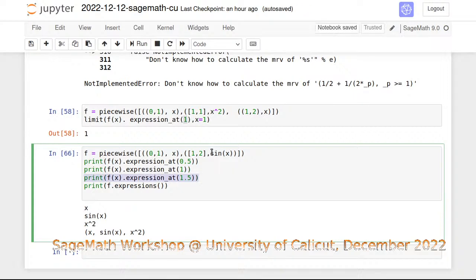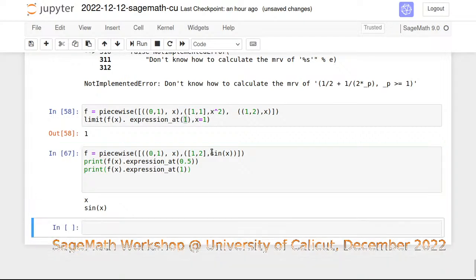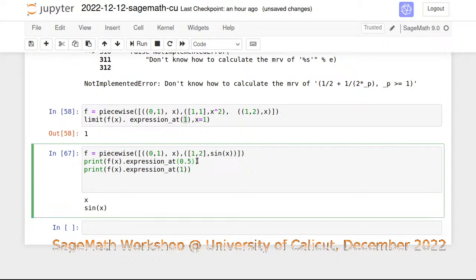We have to find the left hand limit, direction minus. The expression at 1 will automatically give sin x. But the expression to the left of 1: how can I say that at each and every point to the left of 1 I need to use the x function itself? How can I automatically say that? That's the question.